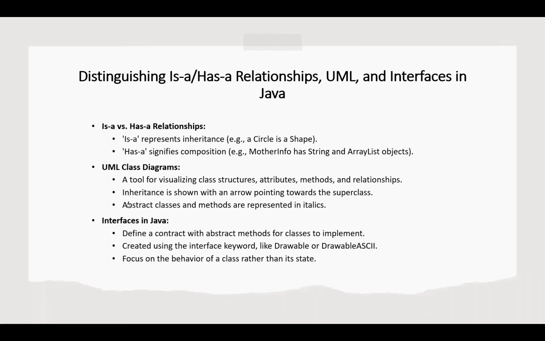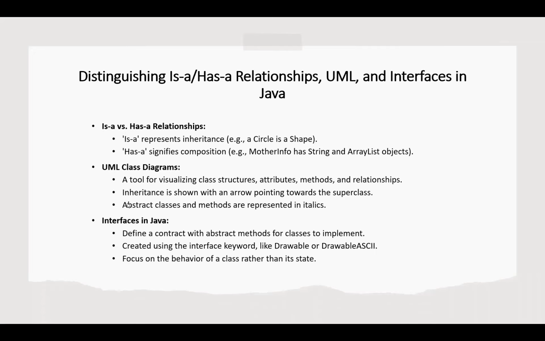On the other hand, has-a refers to composition, where a class is composed of one or more instances of other classes. For example, a MotherInfo class might have a first name, which is a String object, and children data, which is an ArrayList of ChildInfo objects. So here MotherInfo doesn't inherit from String or ArrayList, but rather contains them. So that's the difference between is-a and has-a.